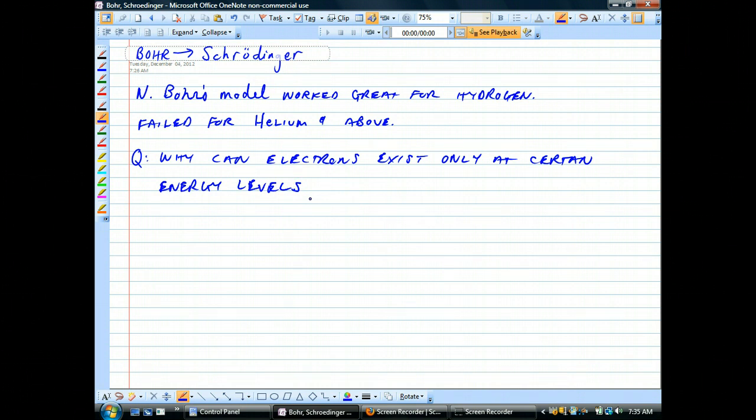Even though it failed for helium, it was kind of easy to understand why it might fail for the larger elements. They're much more complicated. You've got more electrons, and those electrons are going to affect the energy levels, and they're going to be kind of interacting with each other constantly. So it makes it a much more complicated problem. So it did seem like Bohr had it right, that electrons can exist only at certain energy levels. But why?